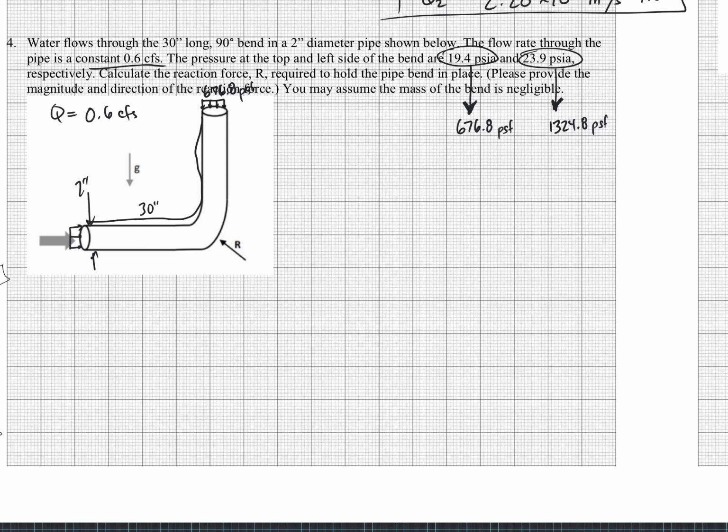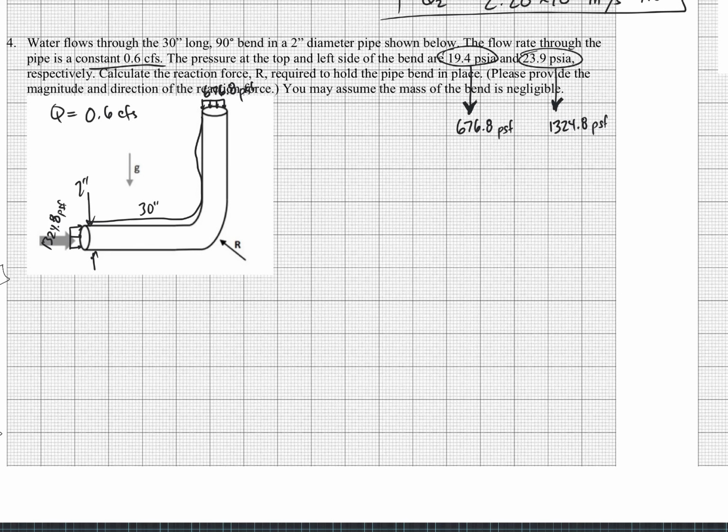Oh no, don't do that. Let's undo that. Okay, that was a weird thing. Okay, 1324.8 PSF. Okay, what else?